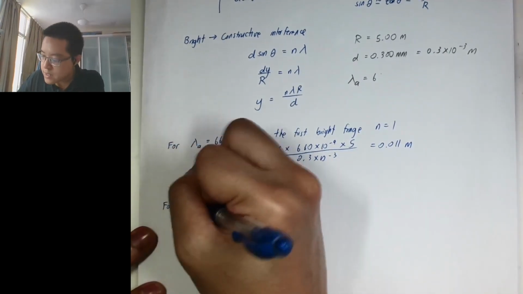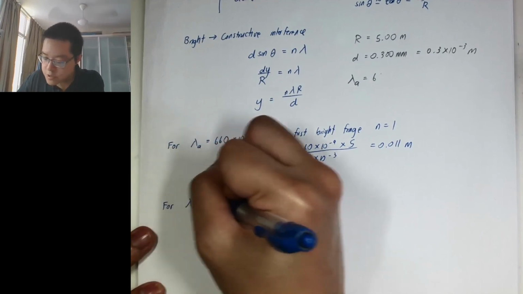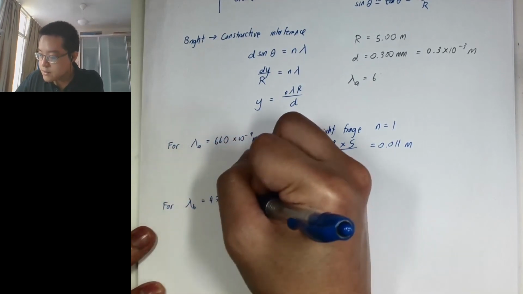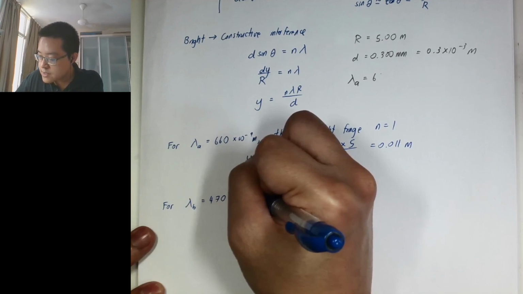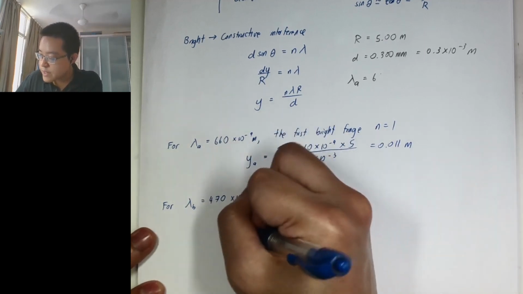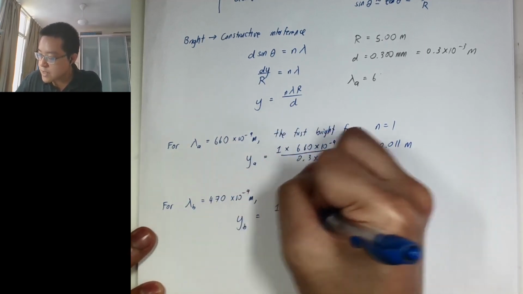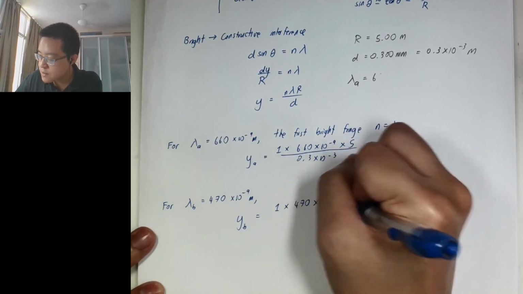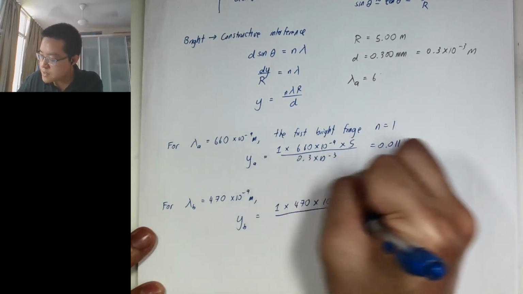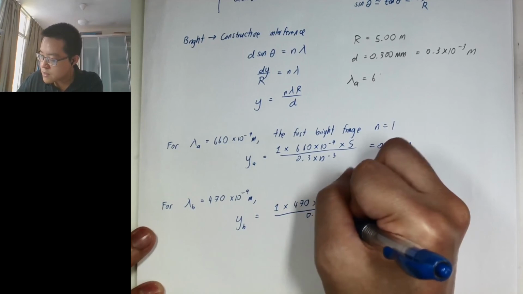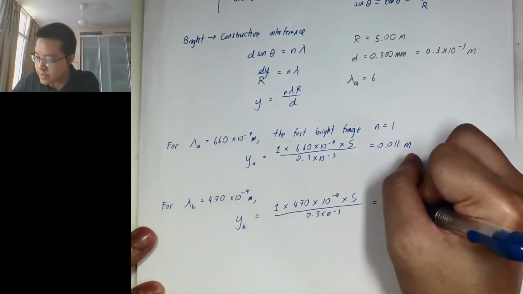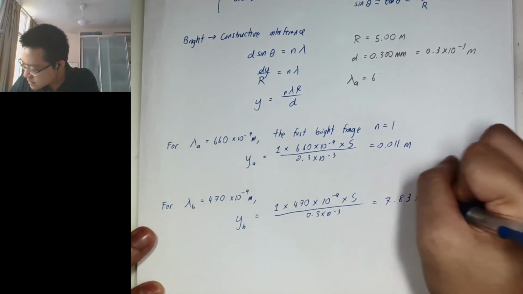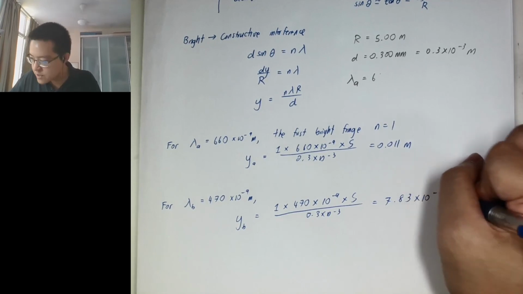For the other color, for the other wavelength, which is 470 nanometers, so 10 to the minus 9 meters, we can calculate in the same way. So 1 times 470 times 10 to the minus 9, and then 5 meter distance away, 0.3 times 10 to the minus 3, you will get 7.83 times 10 to the negative 3 meters.